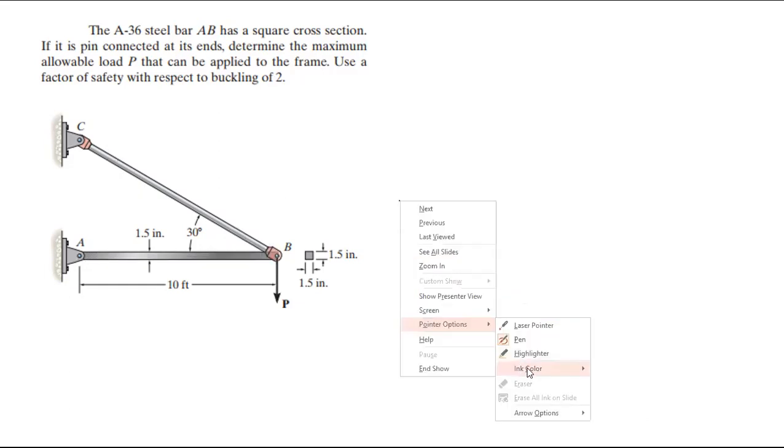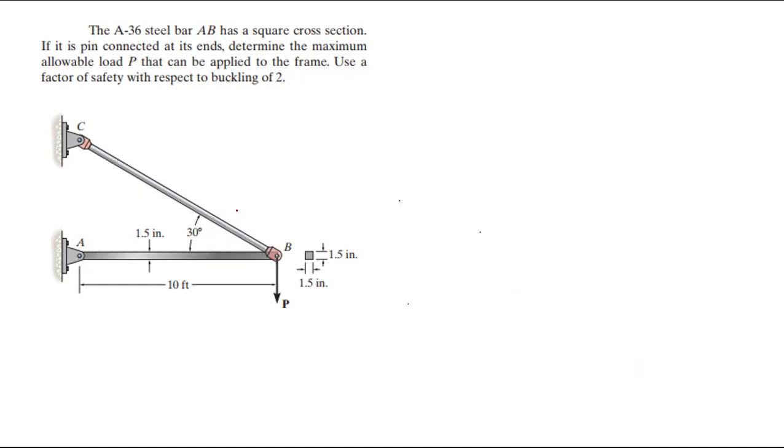Let's say this is P1. So P1 sine 30 is equal to P, right? P1 sine 30 is P. Sine 30 is half, so P1 is 2P, right?